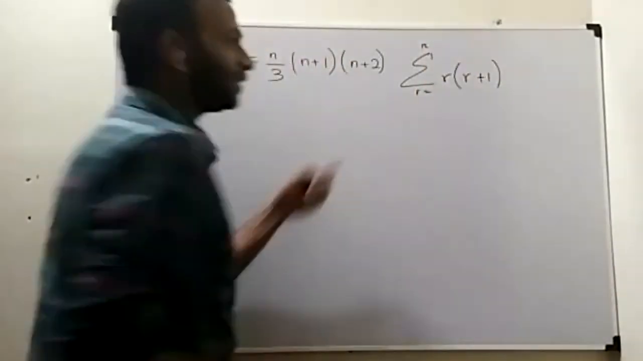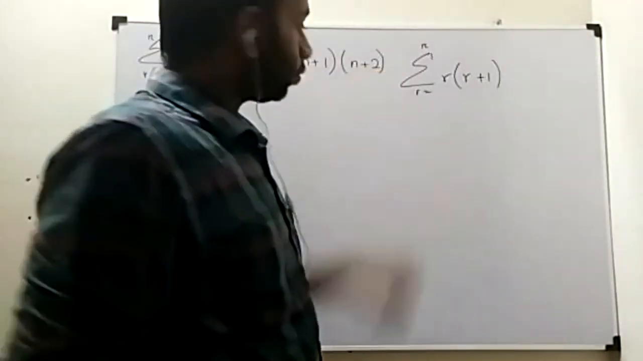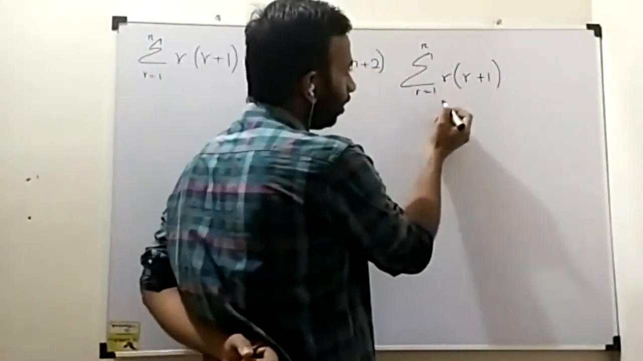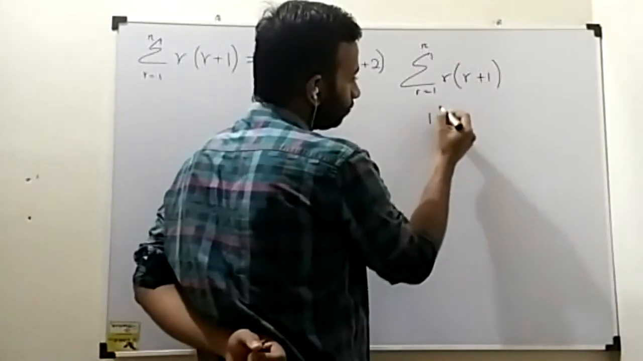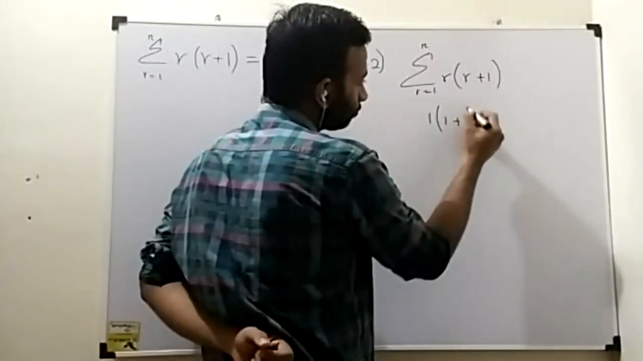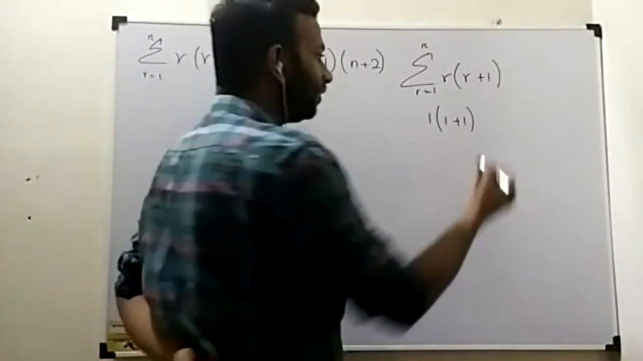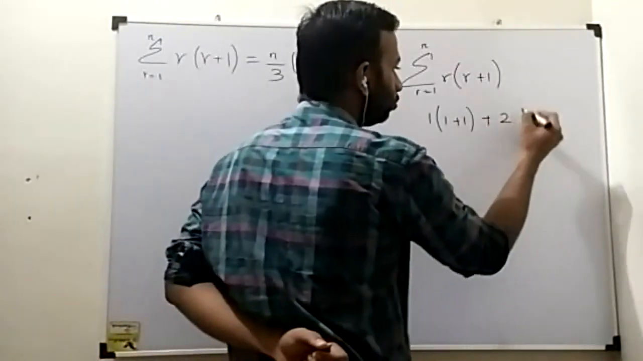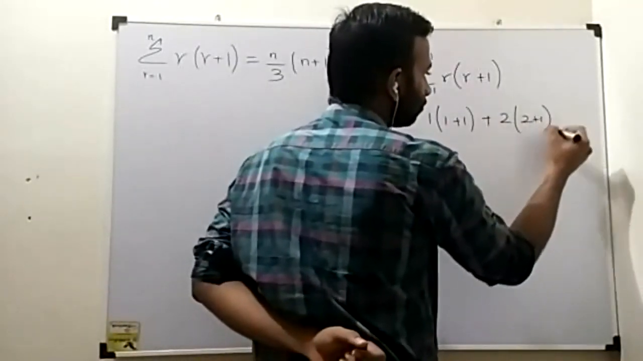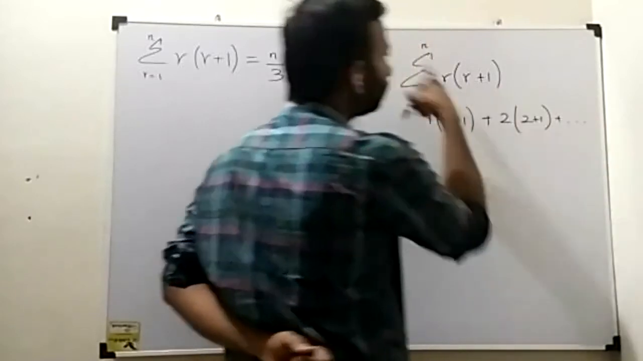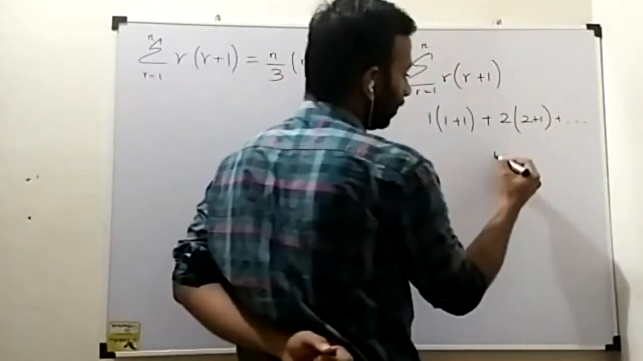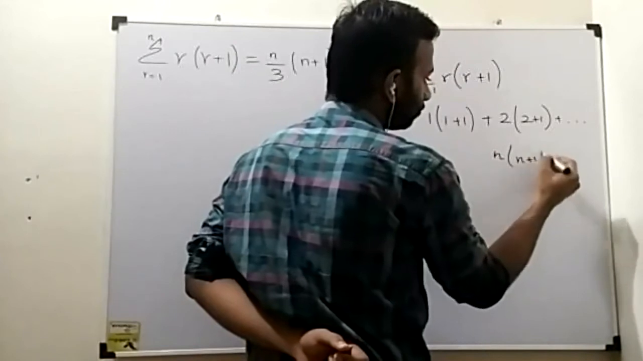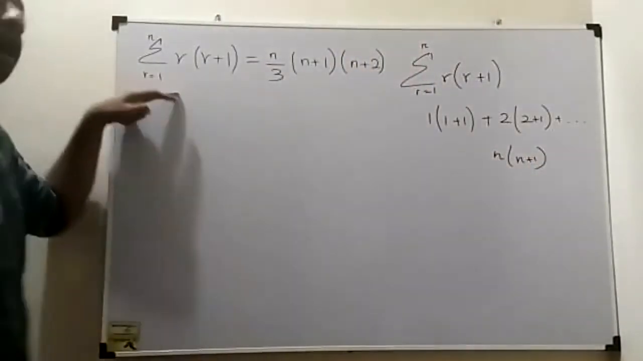So this is basically the summation. R goes from 1 to n. So first it's 1 into 1 plus 1. Summation, so add the next term. What's the next term? 2 into 2 plus 1. And it goes on until what? n, which is n into n plus 1. So that's basically what this part means.